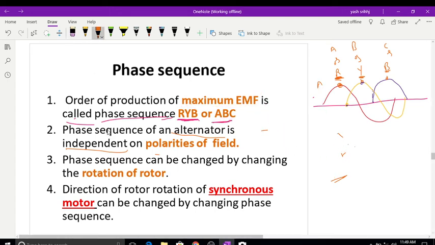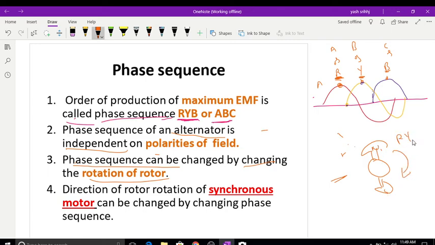Another point is that the phase sequence can be changed by changing the rotor rotation. If you take this rotor, with north pole and south pole, if it is rotating in this direction, the phase sequence is RYB. If you rotate in the anti-clockwise direction, then the phase sequence is RBY. The phase sequence changes. So this is for the alternator. To change the phase sequence, the alternator must be rotated in the reverse direction.